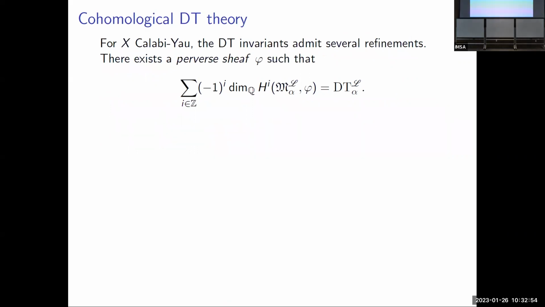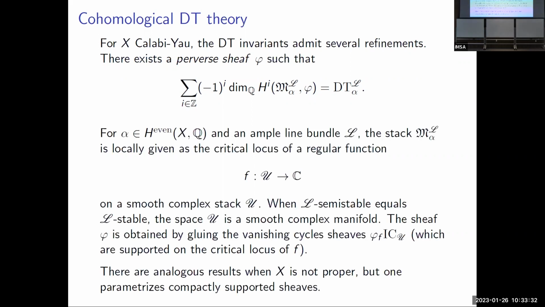Okay. So next we categorify the story to certain vector spaces. If X is Calabi-Yau, the DT invariants admit several refinements. The first one is that you would like to write the numerical DT invariant as an Euler characteristic of a certain complex of vector spaces. This complex of vector spaces is the hypercohomology of a certain sheaf on your moduli of objects on the Calabi-Yau X. This sheaf is a perverse sheaf. So let's see where this sheaf comes from.